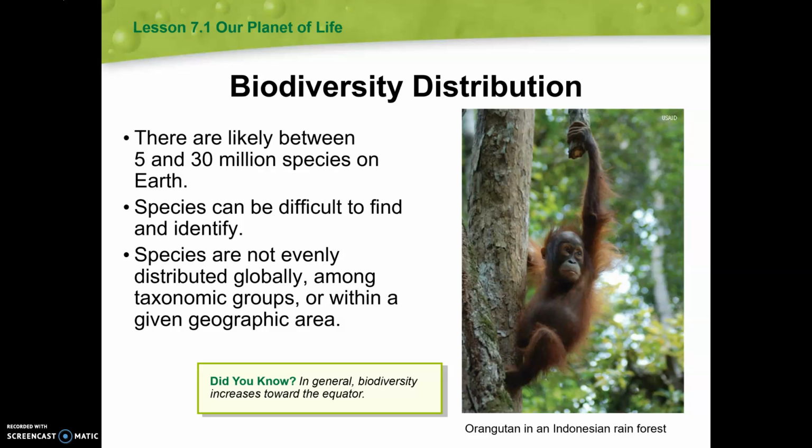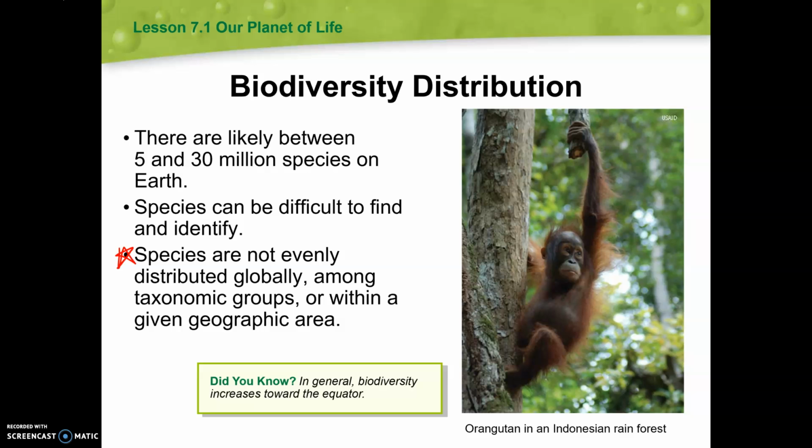Let's talk a little bit about this biodiversity distribution. There are many, many types of animals and plants and bacteria, etc. on the planet. Some of these species are really difficult to identify, but it's also important to note that species are not going to be evenly distributed amongst the globe. If we think back to our biomes project, the highest biodiversity that we saw was in the Amazon rainforest, and that's because they had the resources to carry that really high biodiversity.